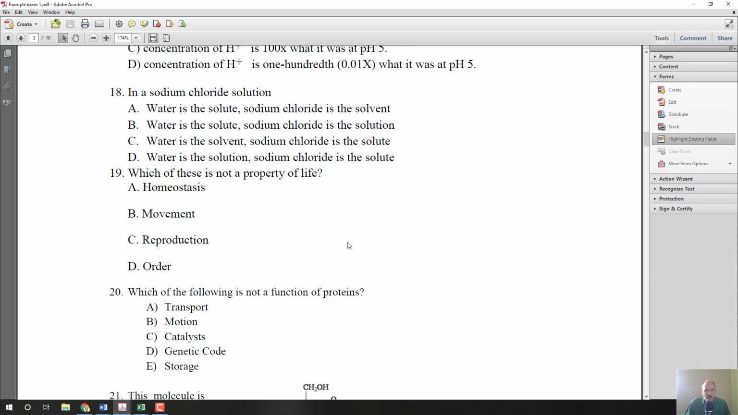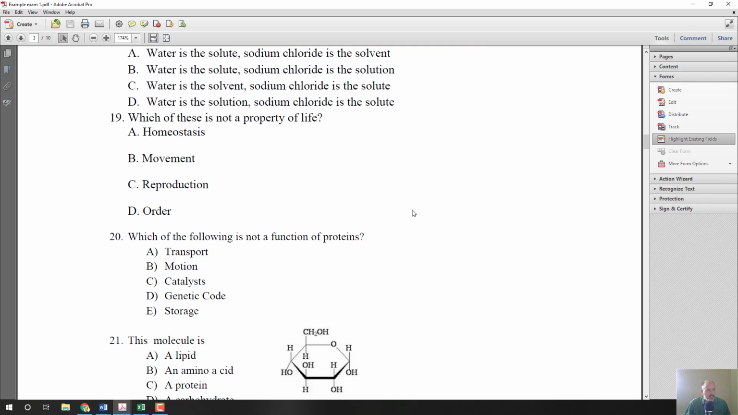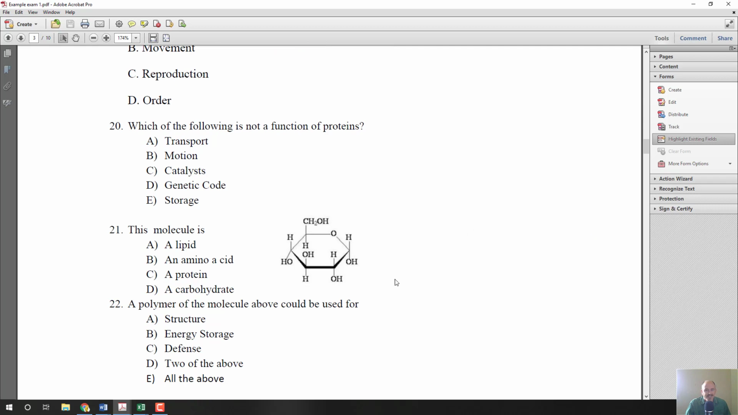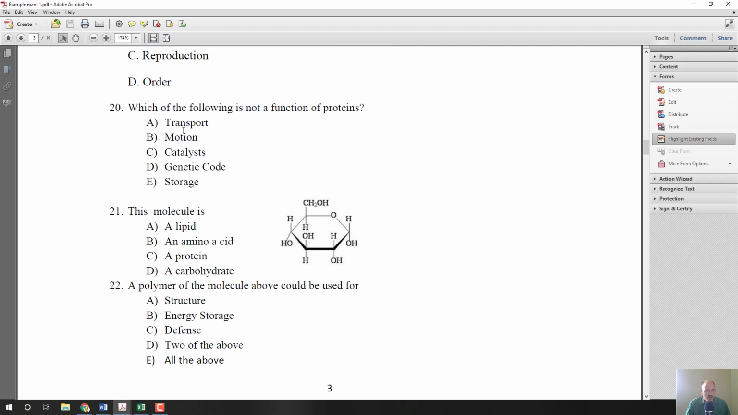Number 18, in sodium chloride, C, water is the solvent, and sodium chloride is the solute. Solute is what is dissolved in the solvent. Number 19, which of these is not a property of life? B, movement. We may not have hit that one too hard this semester. This is an old test, but all life reproduces, has order, reproduction, etc. But not all life moves, so that is the answer. Number 20, which of the following is not a function of proteins? You had a whole list of things that proteins do, but one of these is not on that list, and that one is D, genetic code.